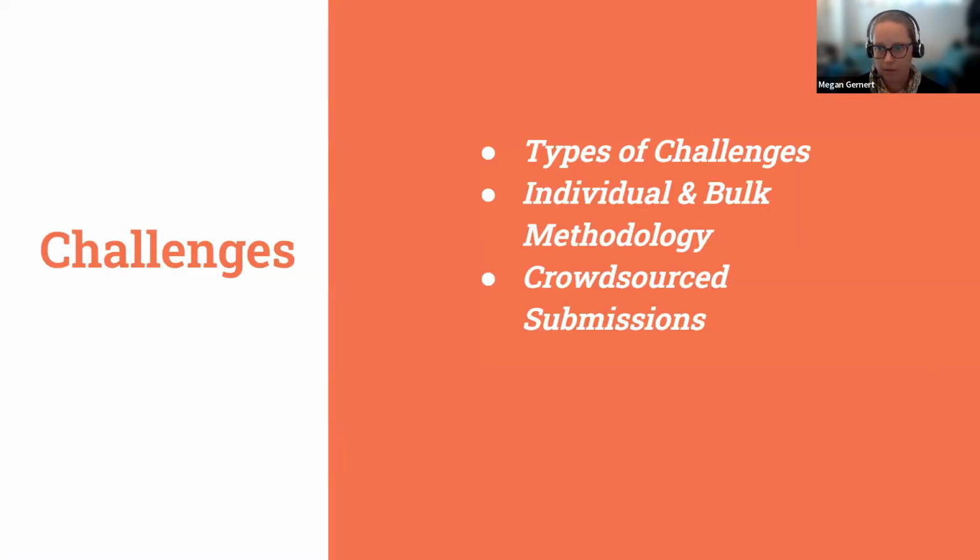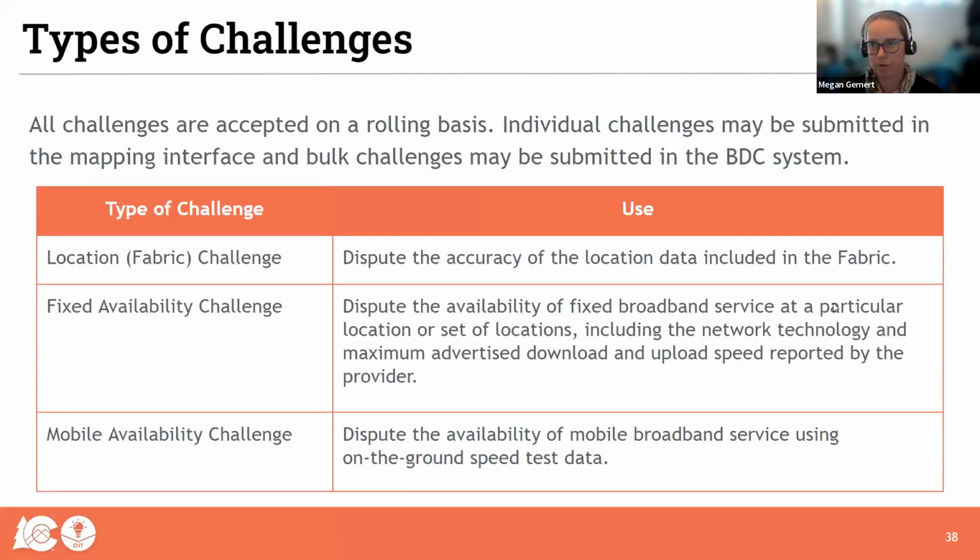So now I'm going to jump into the challenge process. First, I want to reiterate that the FCC does not have challenge deadlines. Everything is accepted on a rolling basis. All of those deadlines you hear about are the NTIA recommendations, like Christy mentioned earlier. There's 3 types of challenges, and I'll get into more detail on the following slides, but those 3 are location, fixed availability, and mobile availability.